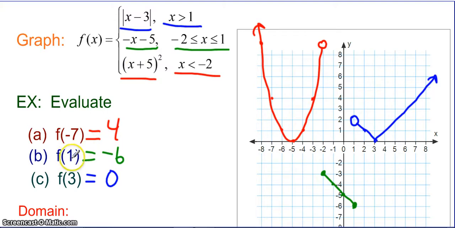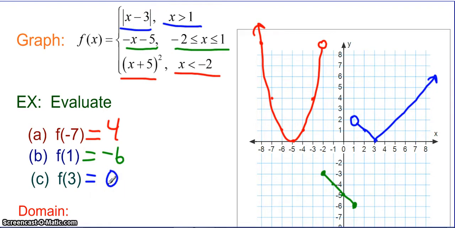Now for f of 1, which one of these includes x is 1? Well, that's the middle piece right here because it is inclusive for 1. So I plug in 1, negative 1 minus 5 is negative 6. And then for f of 3, which piece includes x is 3, that's going to be this piece here, which is x is greater than 1. So I plug in 3, 3 minus 3 is 0, the absolute value of 0 is 0.